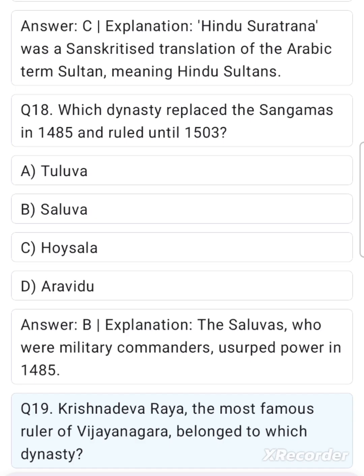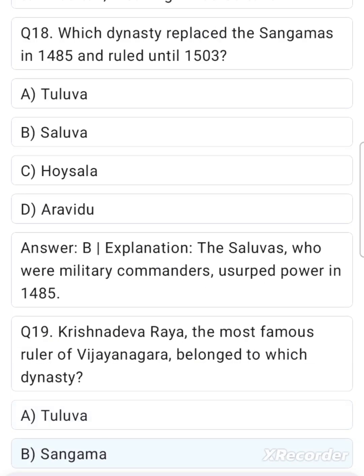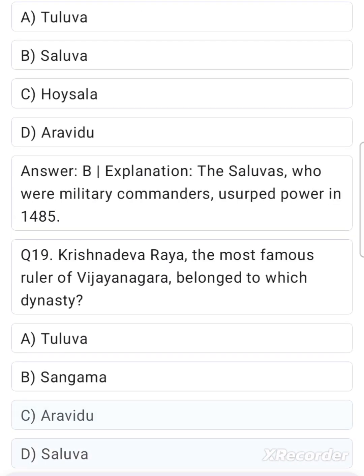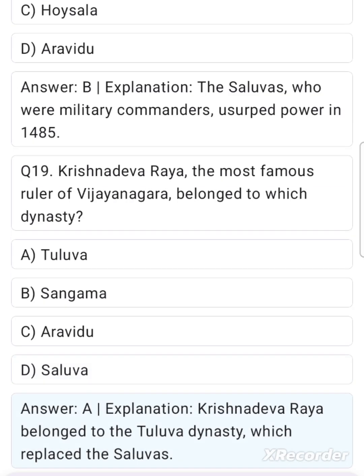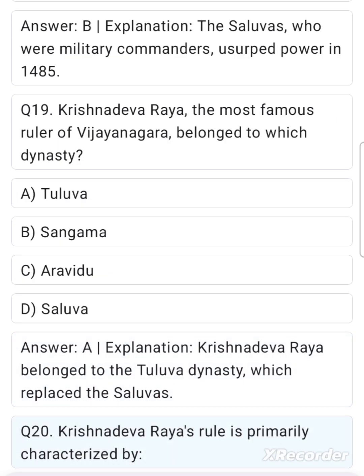Q19. Krishnadeva Raya, the most famous ruler of Vijayanagara, belonged to which dynasty? A. Tuluva. B. Sangama. C. Aravidu. D. Saluva. Answer. A. Explanation. Krishnadeva Raya belonged to the Tuluva dynasty, which replaced the Saluvas. Q20.